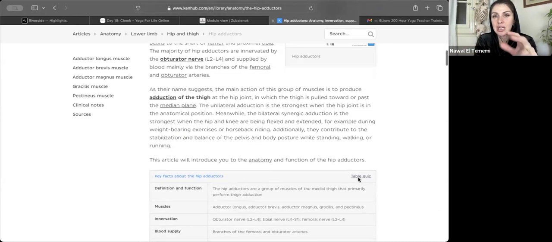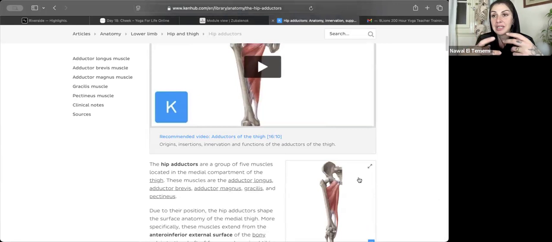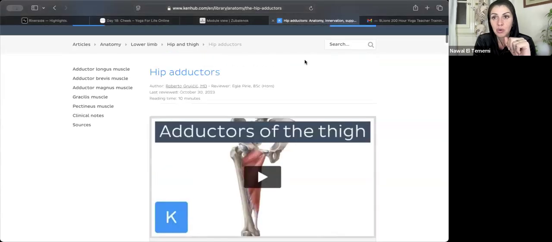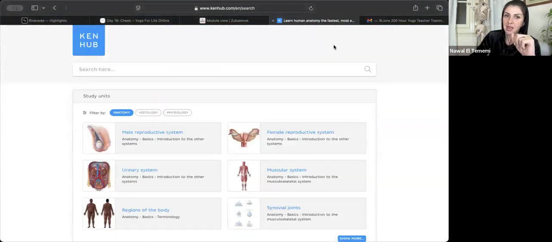But in order to, what's the word I want? My words are not coming to me so smoothly tonight, but thank God for notes. To bring a greater awareness to this area of the body, the inner thigh is definitely one that requires a little more awareness than not.